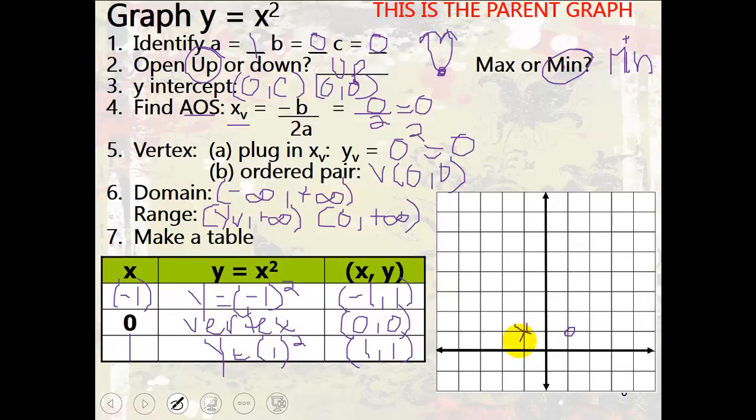So we would have a point here, a point here, a point here, and then I know if I plug in a 2, I'm up at 4. If I plug in a negative 2, I'm up at 4. So my curve is going to go like this. Here's my parabola, just like that. See how I have a U at the bottom? Make sure you get a U at the bottom. Okay, let's try another one.